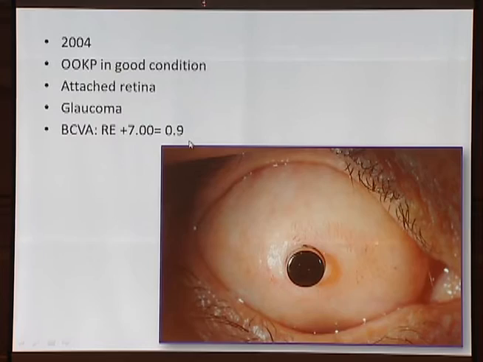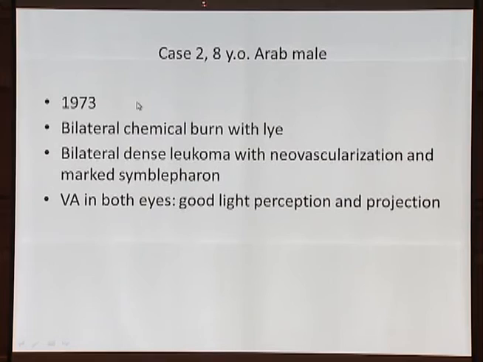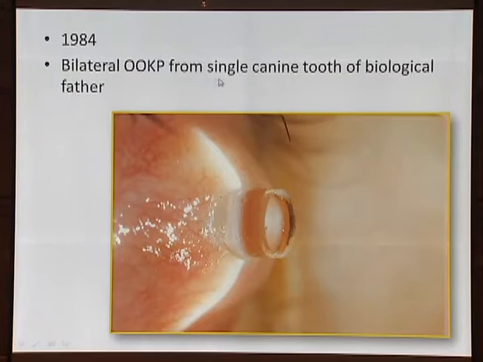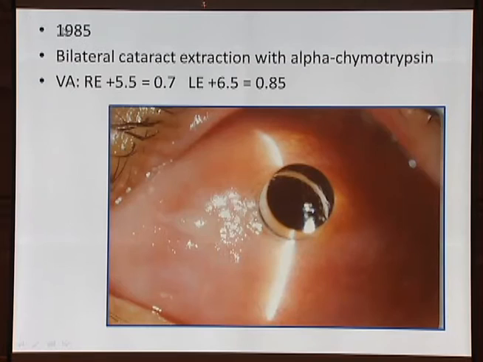The second case is an 8-year-old Arab male, seen in 1973, also with bilateral chemical burn with lye, bilateral dense glaucoma with neovascularization and marked symblepharon. Visual acuity in both eyes was good light perception and projection. So the patient received a single canine tooth from the biological father. And this is in 1985. Back then, we did not take out the cataract.